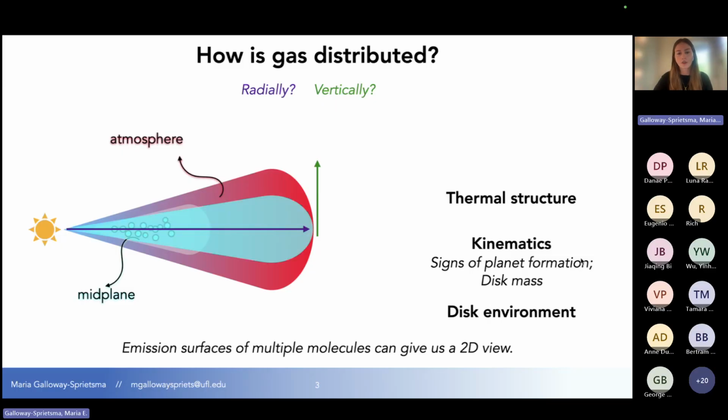So the great thing about exoALMA, as Rich explained, is that we targeted 3 different molecular tracers. And this is especially helpful because this can give us a 2D view of the disk, because different molecular tracers will allow us to see deeper into the disk. So we can get a good sense of the atmosphere all the way down to the midplane. So my work on exoALMA focuses on the emission surfaces, and that is what I will talk about today.